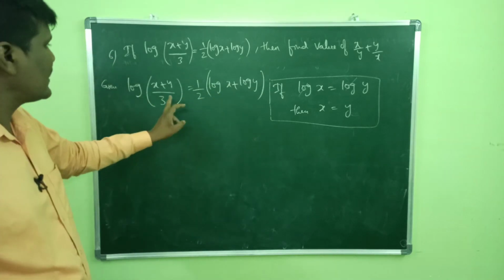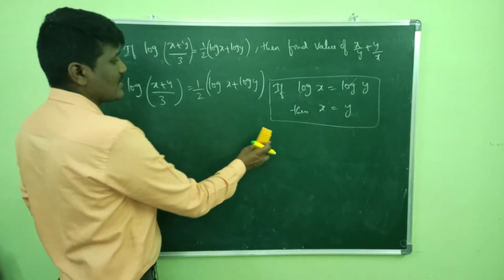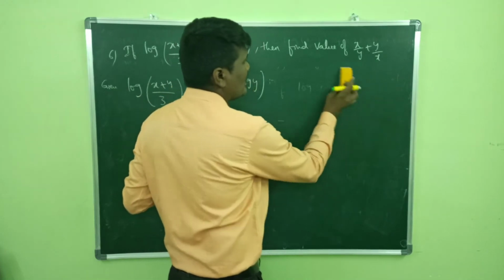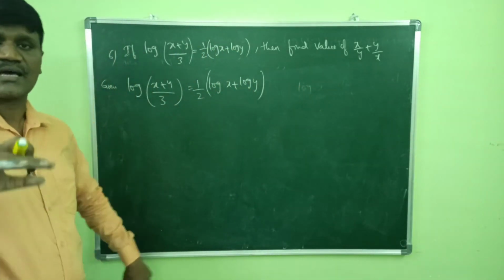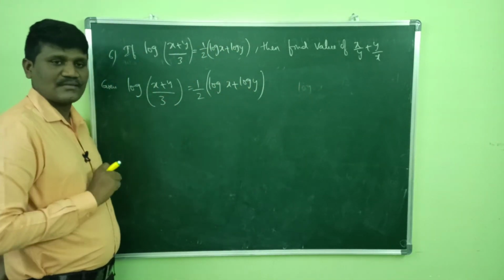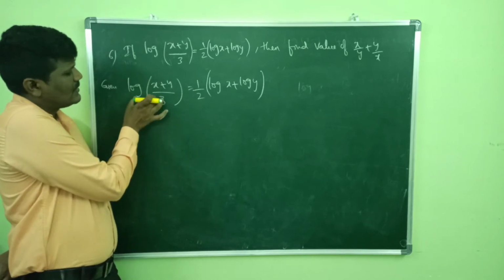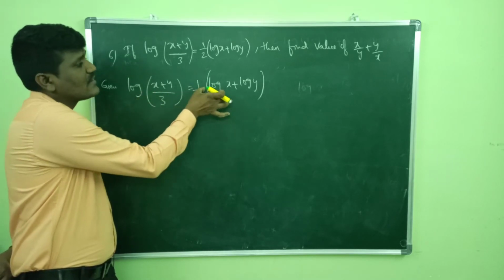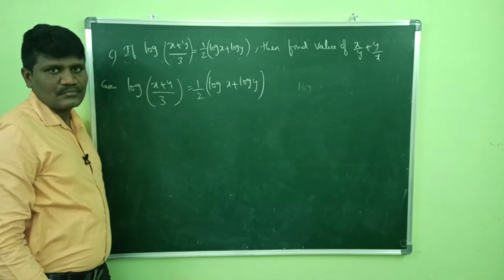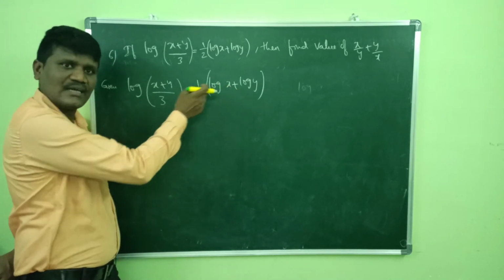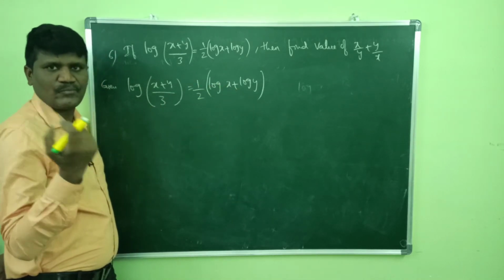So how to cancel? Can I cancel log now? We cannot cancel because there should be only a single logarithm on the left and a single logarithm on the right. Then only can I cancel. If you observe here, the left hand side is a single logarithm but the right hand side is a multi-logarithm. You can make a multi-logarithm into a single logarithm by using the product rule.